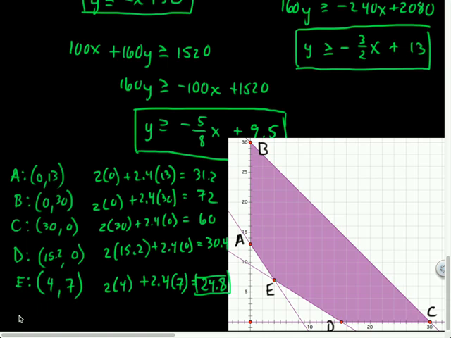So the answer that I would say is: run machine 1 for 4 hours, machine 2 for 7 hours, and you minimize cost. Is that the right answer? Woo! We got it. Well, that was a long problem.